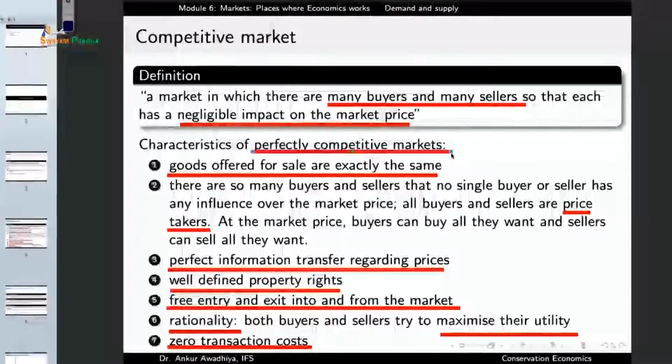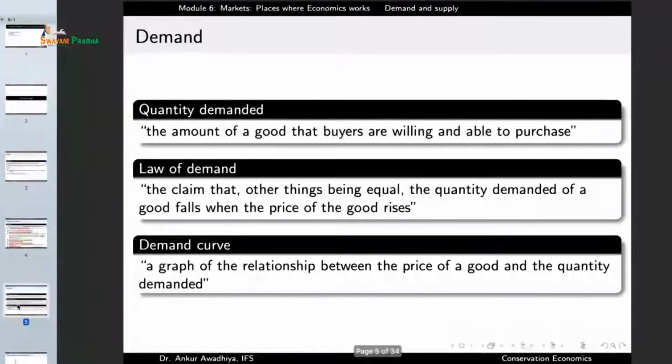Now, in a real world market, these assumptions do not hold completely. Which is why we are making this theoretical concept of a perfectly competitive market. And we will use this model of a perfectly competitive market to analyze what is going to be the ideal situation. And from there, we can make a judgment about how good or bad is the real situation. So, we are talking about an ideal, perfectly competitive market.